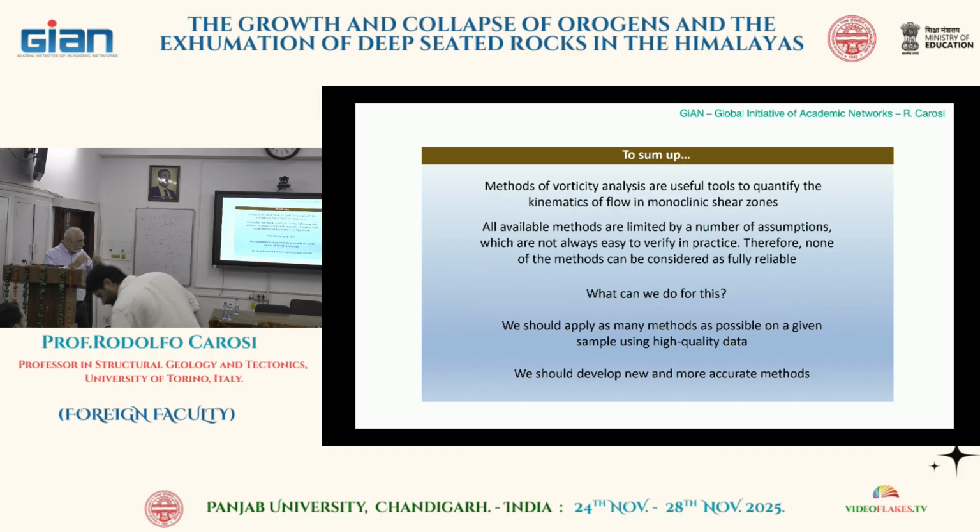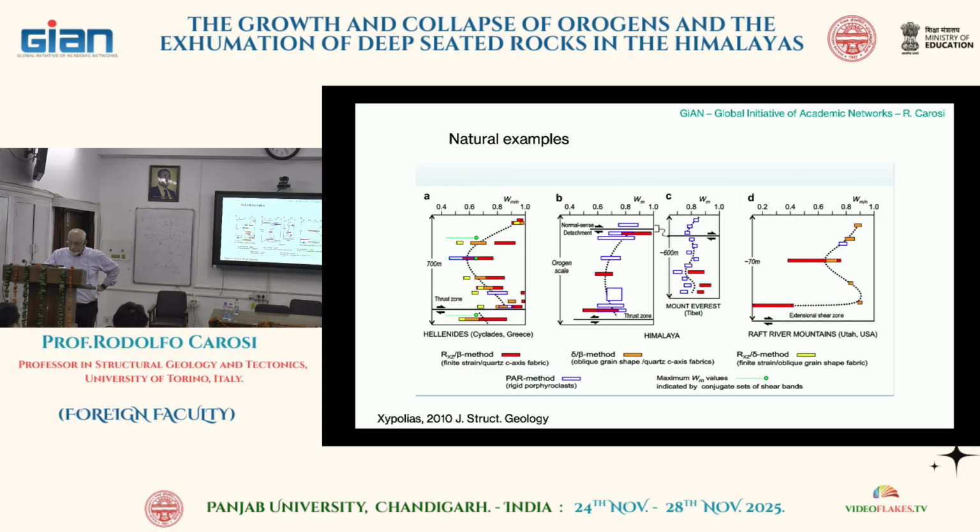And due to this limitation, the best thing to do is to apply as many methods as possible on a given sample using high quality data. So don't use only C prime or porphyroclast. Try to use all that you have or that you can and compare the results. In this way, you can build up slightly better data.